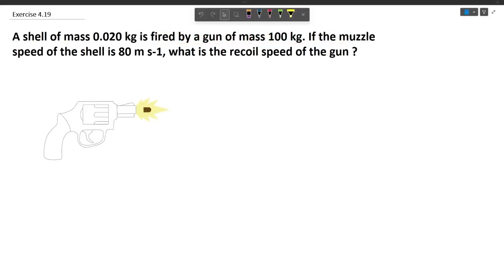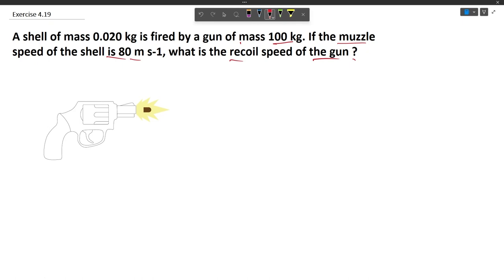The question says that a shell of mass 0.2 kilogram is fired by a gun of mass 100 kilogram. If the muzzle speed of the shell is 80 meters per second, what is the recoil speed of the gun? So here the question is trying to underline the principle of conservation of momentum, which states that for an isolated system, the momentum is conserved, or initial momentum is equal to final momentum.